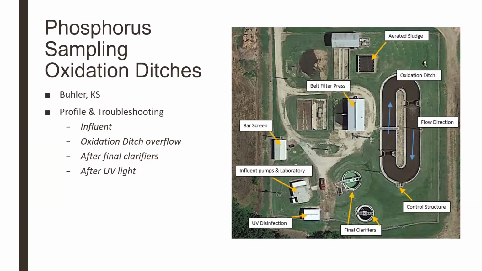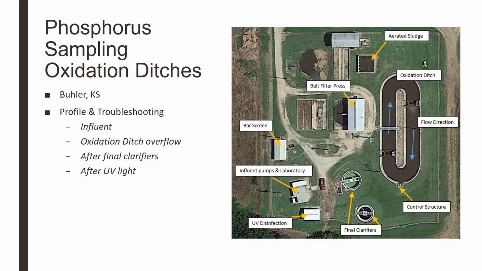Now, we're going to move on to the basic oxidation ditch here. This is in Buhler, Kansas. Everything's labeled. For profile and troubleshooting, this is a little simpler than the SBRs because it's a simpler plant. We're going to be looking at influent here, and then the oxidation ditch overflow. So that's before the final clarifiers. You're also going to be looking after the final clarifiers and then after the UV light.